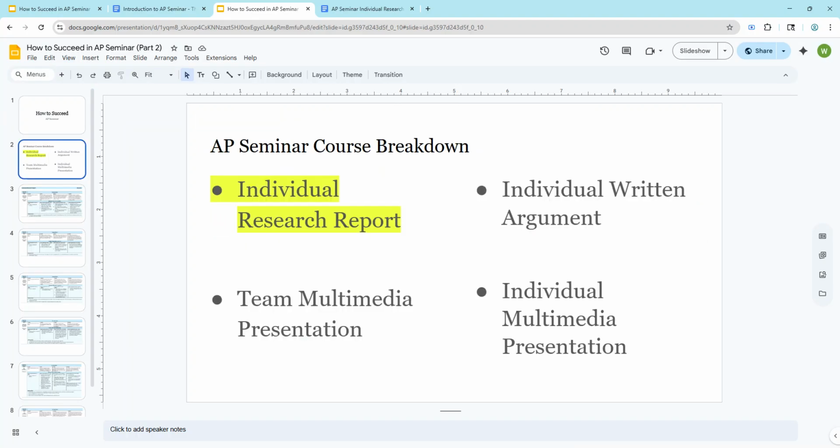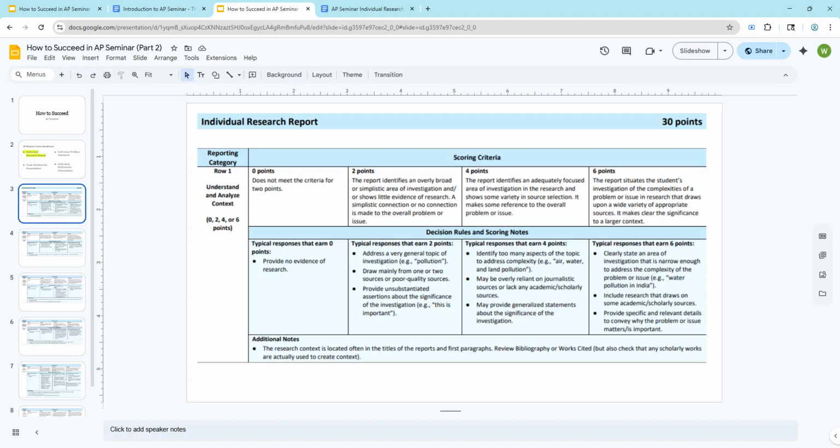Now let's jump into the individual research report rubric breakdown. Row 1 is understand and analyze context. 6 points. The report situates the student's investigation of the complexities of a problem or issue in research that draws upon a wide variety of appropriate sources. It makes clear the significance to a larger context. Typical responses that earn 6 points clearly state an area of investigation that is narrow enough to address the complexity of the problem or issue. For example, water pollution in India. This includes research that draws on some academic and scholarly sources and provides specific and relevant details to convey why the problem or issue matters, or why this issue is important to better understand.